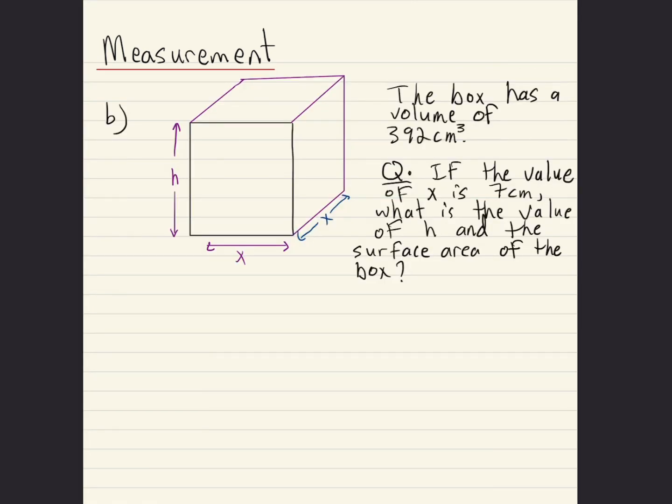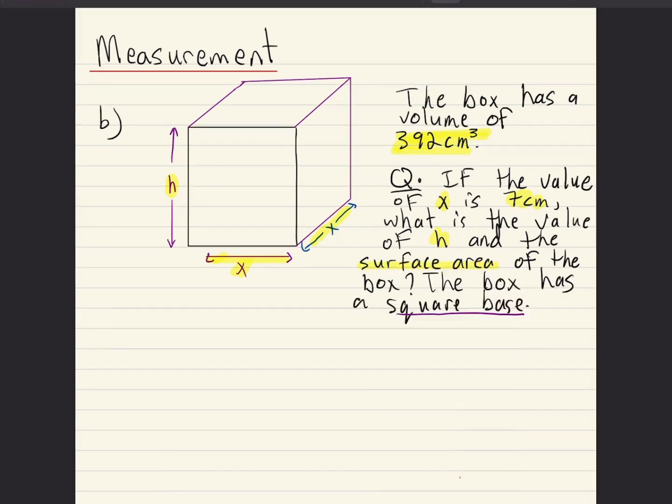Another question in the measurement unit that is a typical exam-like question would be this following one of a 3D shape. The volume of this box is 392 centimeters cubed, so I'm just going to highlight that because usually when that is given, you're going to probably use it later. The question is, if the value of x is 7 centimeters, so we're talking about this, it's got a square base here, so this and this is 7 centimeters. What is the value of h, namely the purple over here, and the surface area of the box?